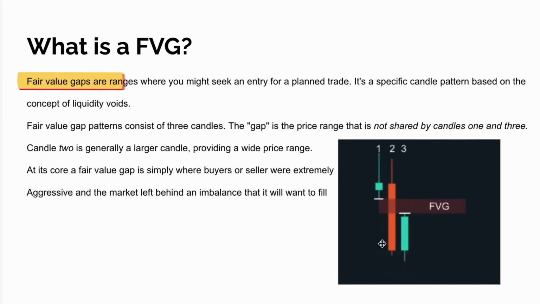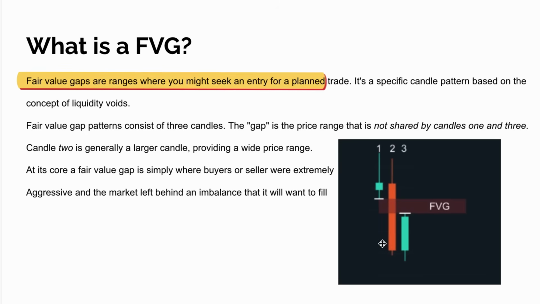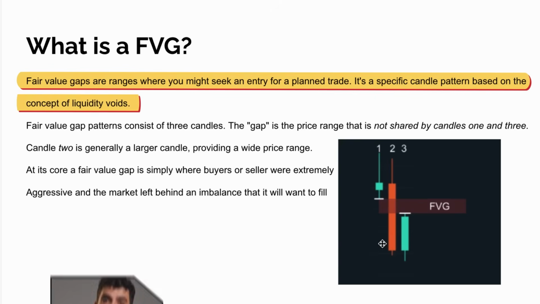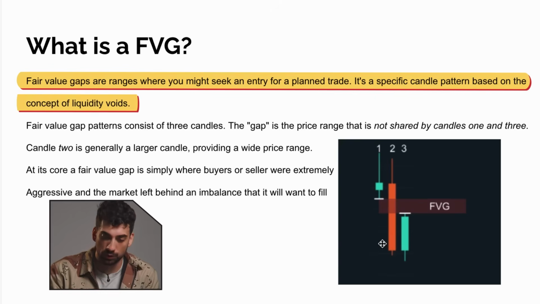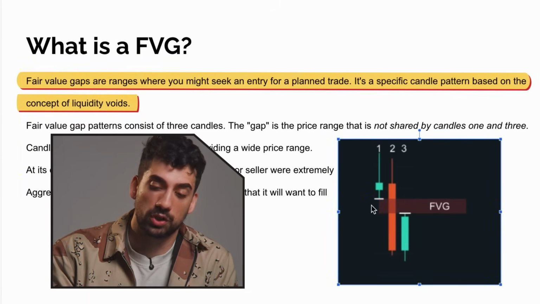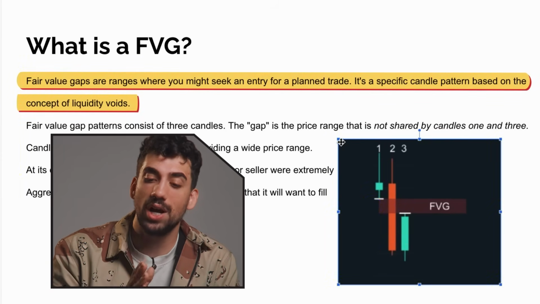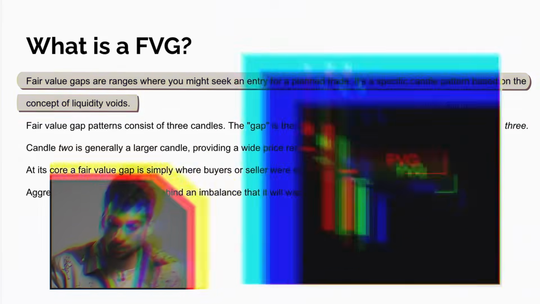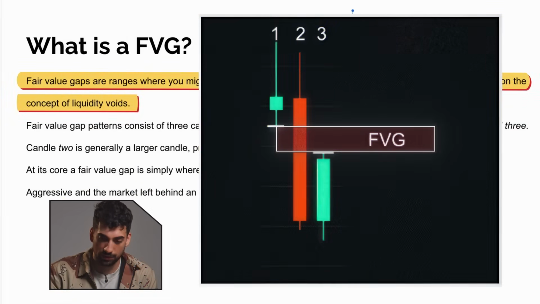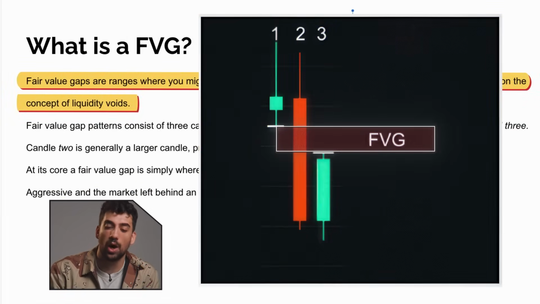Fair value gaps are a range where you might seek an entry or planned trade. It's a specific candle pattern based on the concept of liquidity voids. It's going to involve 3 candles. The gap, or what we call the gap in the fair value gap, is the empty space between candle 1 and candle 3. So as you can see from this example right here, we have 3 candles, 2 bullish, 1 bearish.